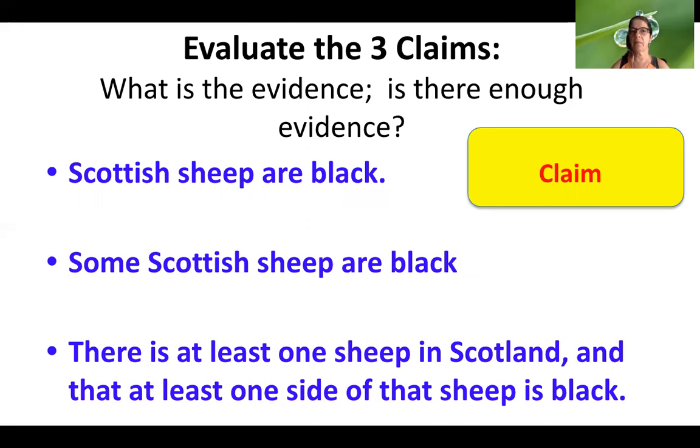First claim being made, Scottish sheep are black. This statement really implies that all Scottish sheep are black. Second statement, some Scottish sheep are black. And finally, third statement, there's at least one sheep in Scotland, and at least one side of that sheep is black. So pause the video and think again. What is the evidence that supports each of these statements? And is there enough of it?